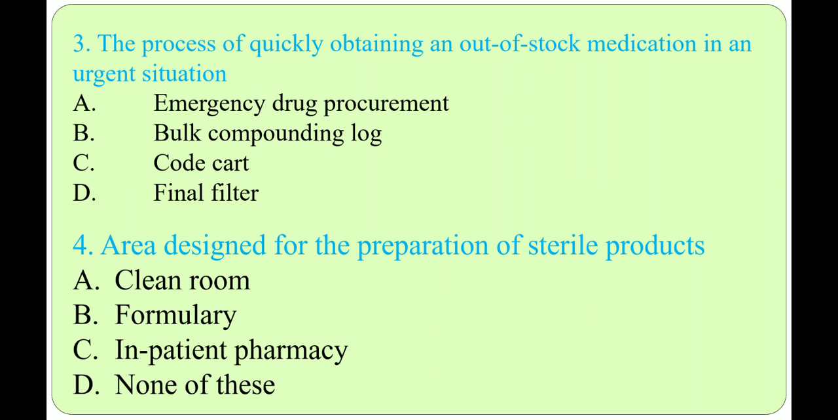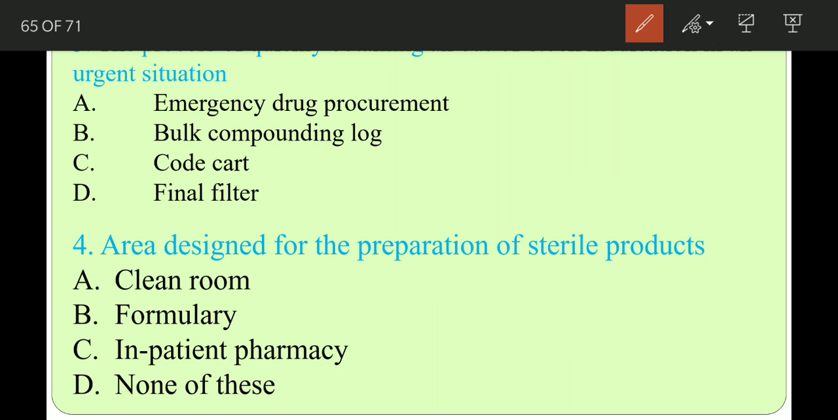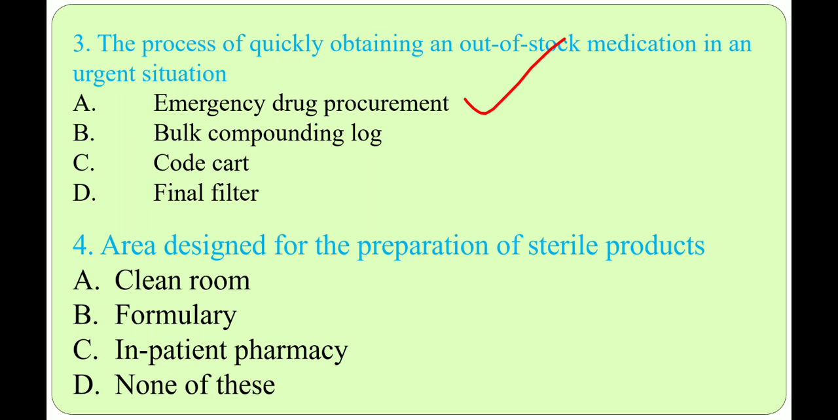Now the next question is, the process of quickly obtaining an out of stock medication in an urgent situation. So the options are A. Emergency drug procurement, B. Bulk compounding log, C. Code card, D. Final filter. So the correct option is A, emergency drug procurement.